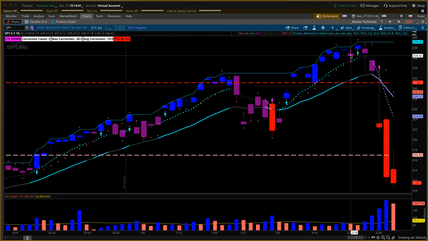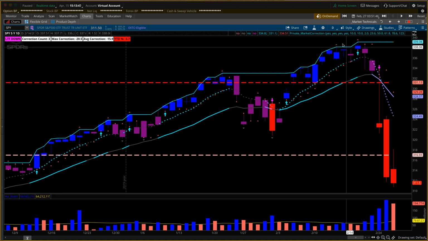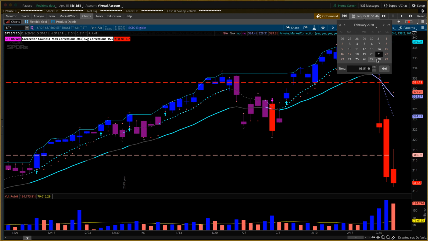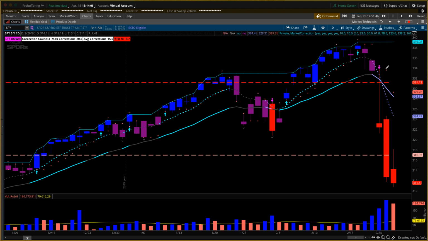So it was just perfect timing. Just every once in a while, you get something right. What do they say about a broken clock? It's right twice a day. So there you have it. Let's go ahead and move this over to February 28th so we can see what the chart looked like at the close of the market. Let's go ahead and take this over to 1451 hours. Okay, so we'll go ahead and hit OK.